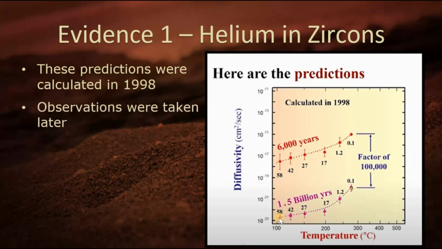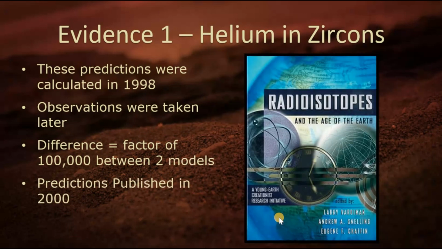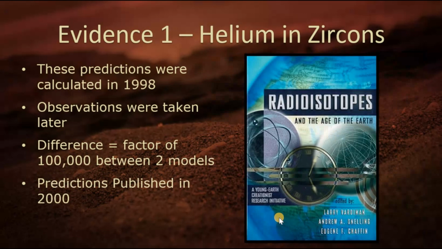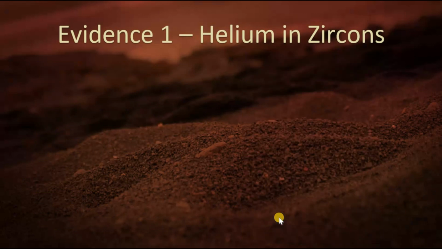The observations were taken later. But when we look at it, the difference between the creation model and the old Earth model is a factor of 100,000 between the two models. All right? Their predictions were published in 2000 in this book. But they had a major risk of being wrong. They published it and said, we're going to measure it after we publish this book and see who's right. Is it the young Earth or old Earth folks on dating the helium and the zircons?